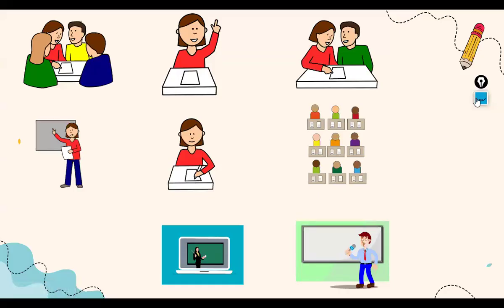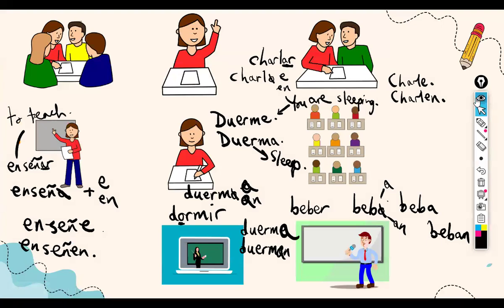Right? And ta-da, like magic, here are our answers. So if we wanted to make these commands negative, we would simply put no in front of everything, because we've already done all the hard work. So we would say, don't chat, no charle, or no charlen, right? Don't drink, no beba, no beban. Don't sleep, no duerma, no duerman. Don't teach, no enseñe, no enseñen. Right? Easy peasy. Lemon squeezy.